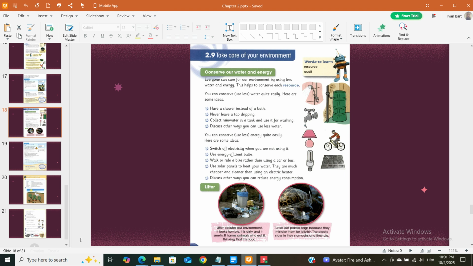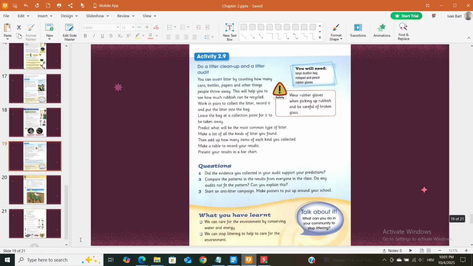Activity 2.9. Do a litter cleanup and a litter audit. You can audit litter by counting how many cans, bottles, papers and other things people throw away. See how much rubbish can be recycled. Work in pairs to collect the litter, record it, and put the litter into the bag. Leave the bag at a collection point for it to be taken away.